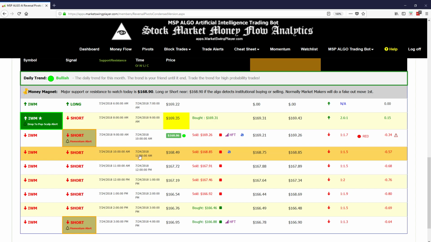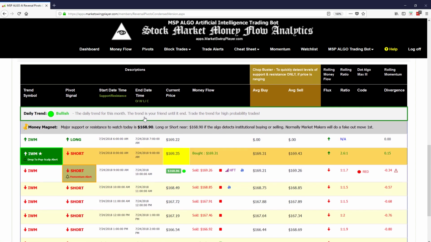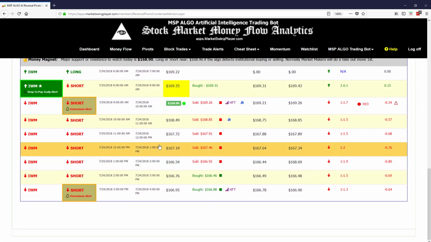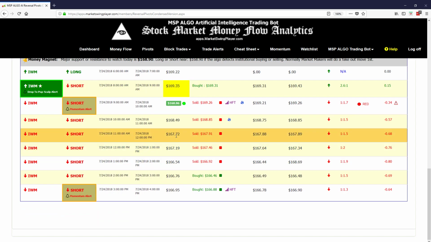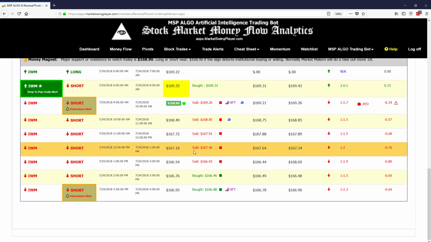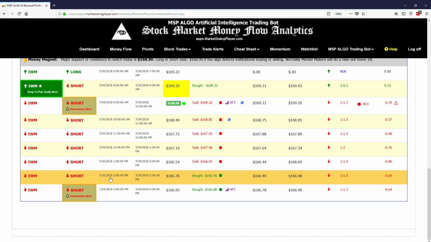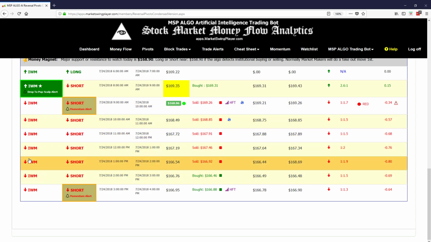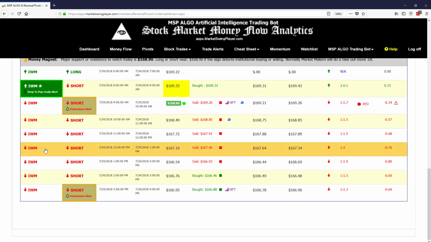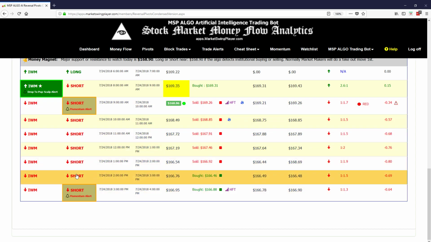So 11 o'clock, it says the end time here. So we're looking across the board. There's no new signals. We don't have anything to worry about. MSP ALGO will tell you in advance, right? Or you'll start seeing some change within the money flow. So we're fine. Everything still says the trend is short, intraday trend, and everything is still saying short here. So we know that we're good.